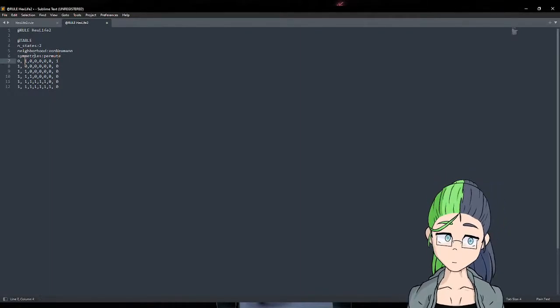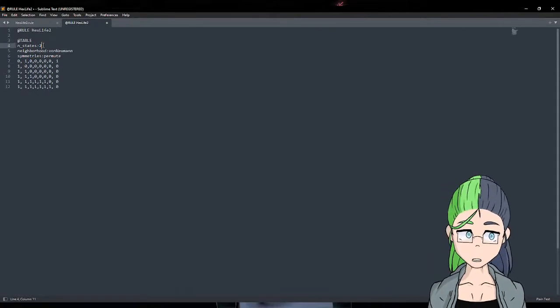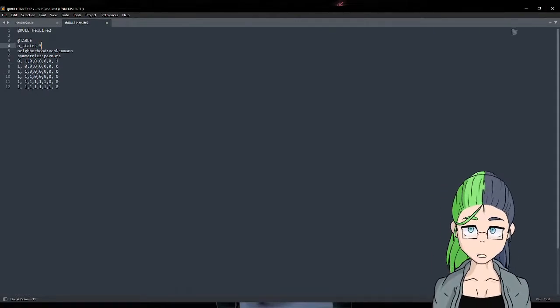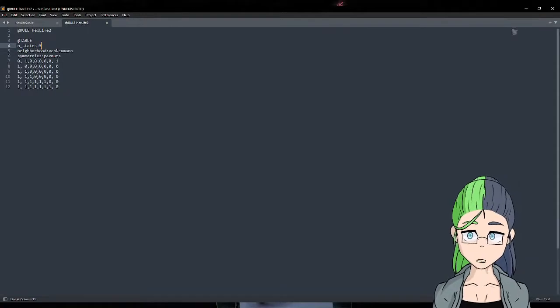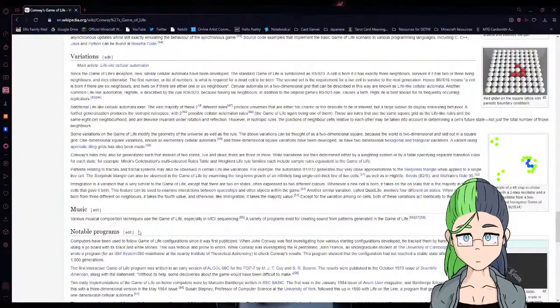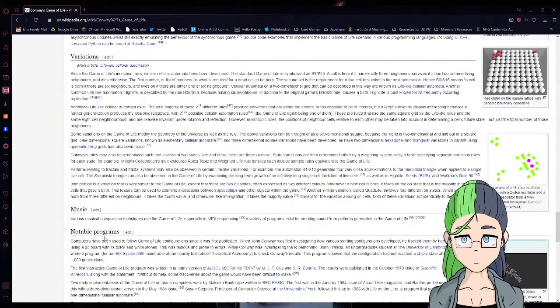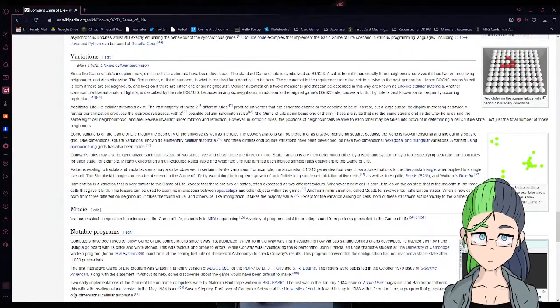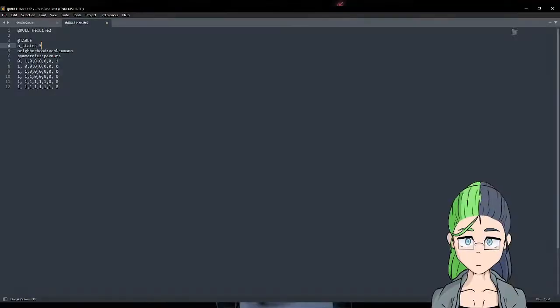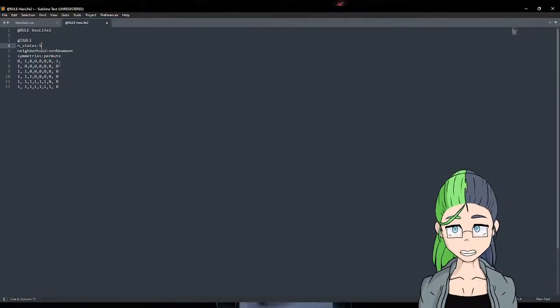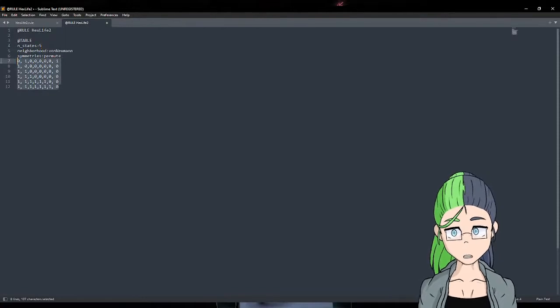Symmetry is permute. Okay, so we're going to want it to have four different on states, which is five states total. Right? Let's see. Quad life, four different on states. Yep. So, let's see. Go over here. So, let's just go ahead and get rid of this.